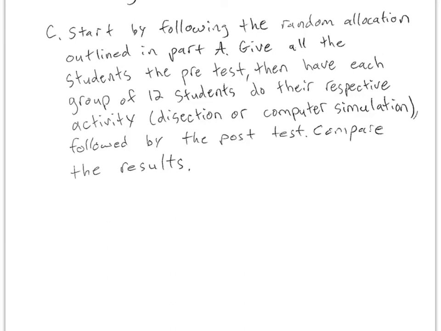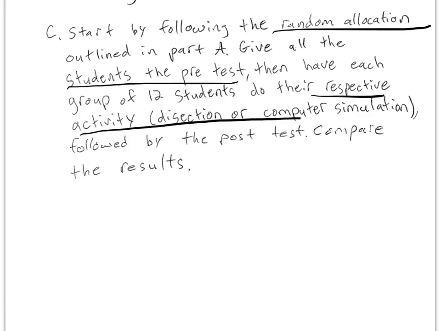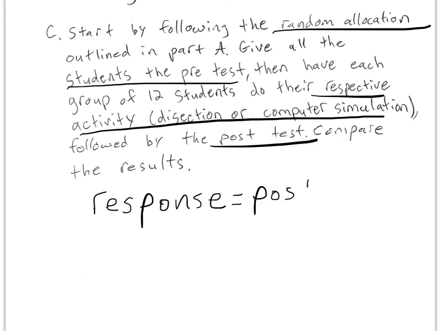So notice the key idea here is that I'm talking about randomly allocating into treatment groups, and then I'm specifically referencing what I'm measuring in the problem. I'm making sure that I specifically say we're going to give the students the pretest first, then they're going to do their respective activities, and then we've got the post-test. And when I say compare results, I should actually talk about the response variable here, because the response variable is the post-test score minus the pretest score. That is the response, and that's what I'm going to be analyzing here.